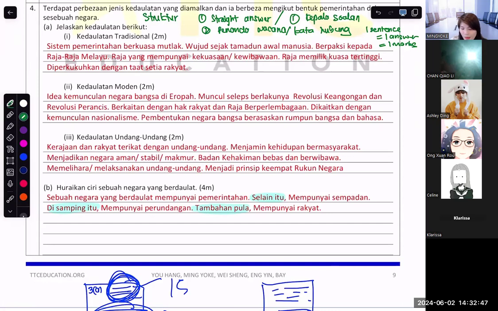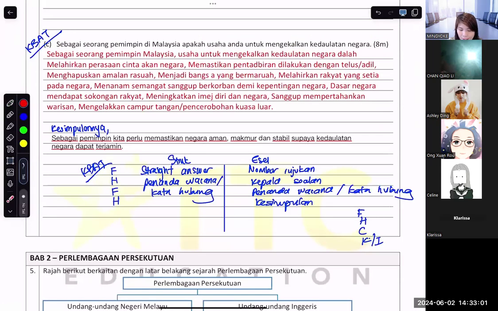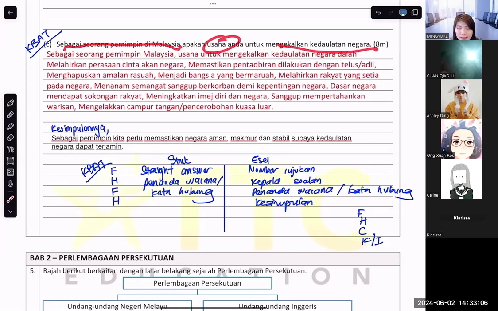Good. Next page. Move on into KBAT, which is, here they mention that, as a leader in Malaysia, what efforts do you make to maintain our sovereignty? Sebagai pemimpin, what can you do to mengekalkan kedaulatan negara? So overall, how do you protect our country's sovereignty? You can write, sebagai seorang pemimpin Malaysia, usaha untuk mengekalkan kedaulatan negara. You see, kepala soalan already.